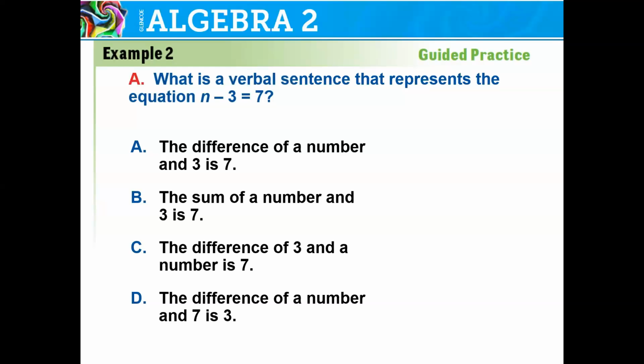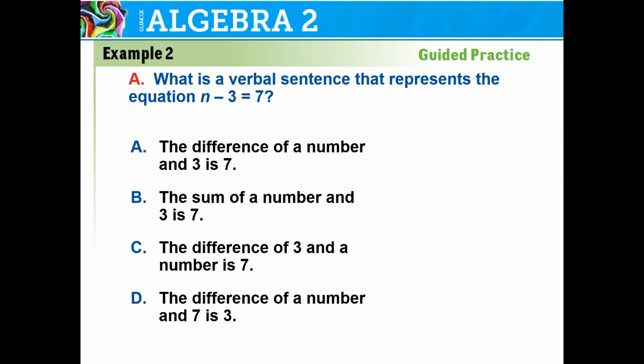Okay, a couple multiple choice. What is the verbal sentence that represents the equation n minus 3 is equal to 7? We have A, the difference of a number and 3 is 7. Okay, that's a good one. B, the sum of a number. Sum talks about addition. And then C says the difference of 3 and a number is 7.